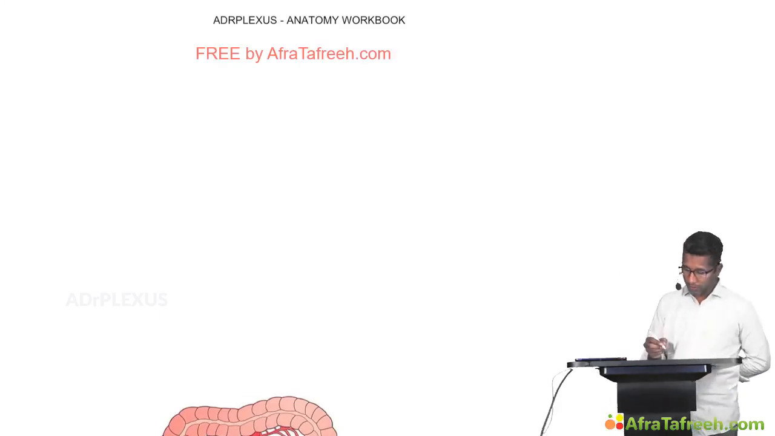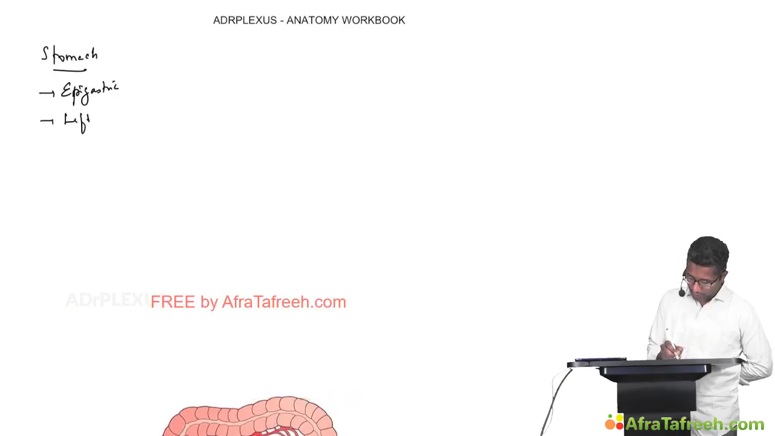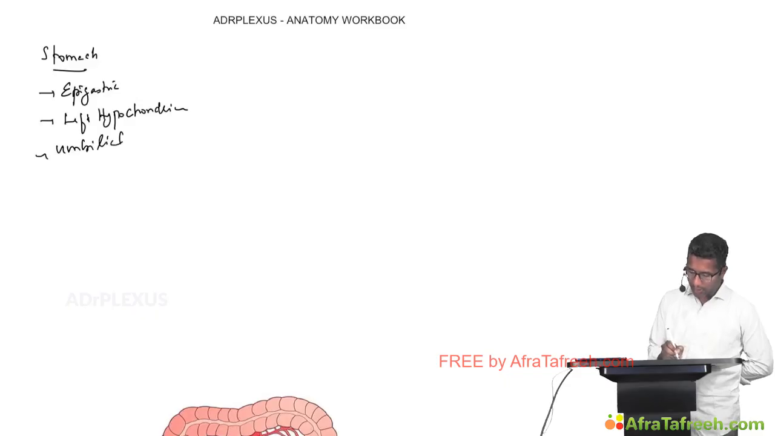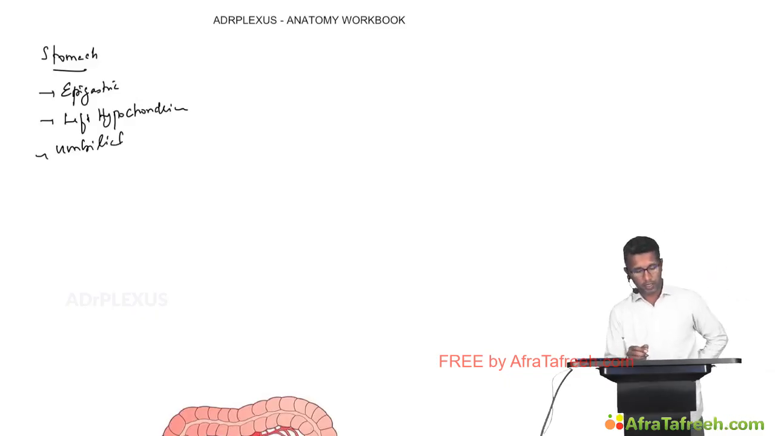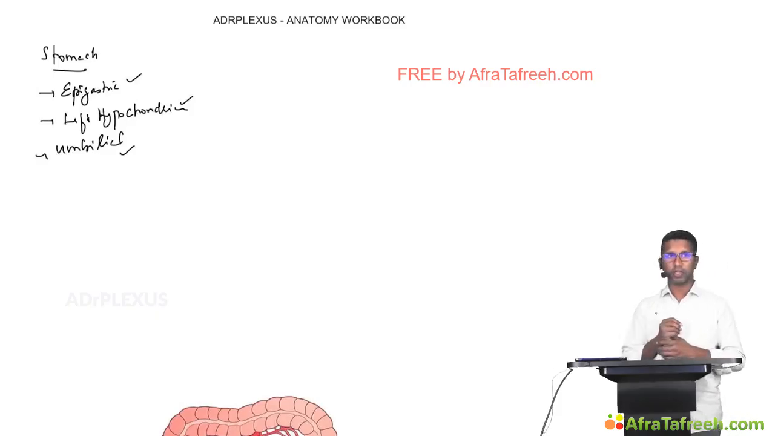The stomach occupies mainly the epigastric region. It also extends into the left hypochondriac region, and it is also seen in the umbilical region. These are the regions, or quadrants, of the abdomen. So the stomach occupies the epigastric, left hypochondriac, and umbilical quadrants of the abdomen.